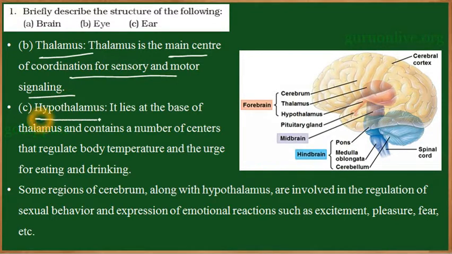The next one is the hypothalamus, which is just present below the thalamus. It is at the base of the thalamus and it has a number of centers that regulate the body temperature, the urge for eating, drinking. So it is an important part which plays a role in homeostasis, maintaining the body temperature, the urge of eating, the feeling of hunger or thirst. All these centers are present in the hypothalamus.